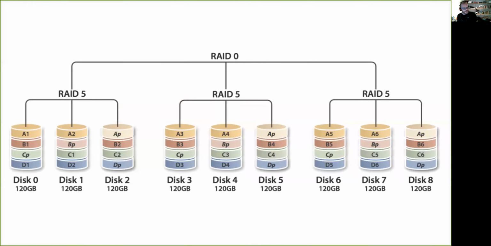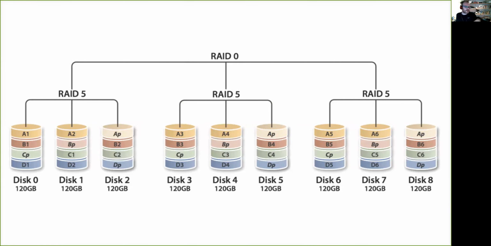You can layer RAID 5. You can stripe across RAID 5 arrays. This is called RAID 50 typically. And again, you're trading off storage efficiency, how many drives you've given up to parity, against performance. You don't want to read from every drive in order to do it.